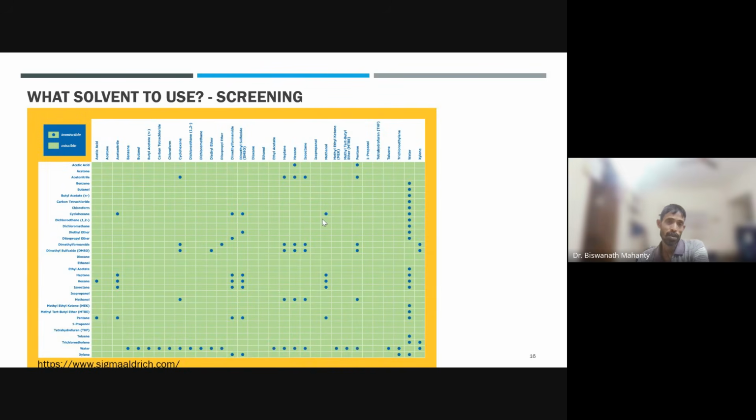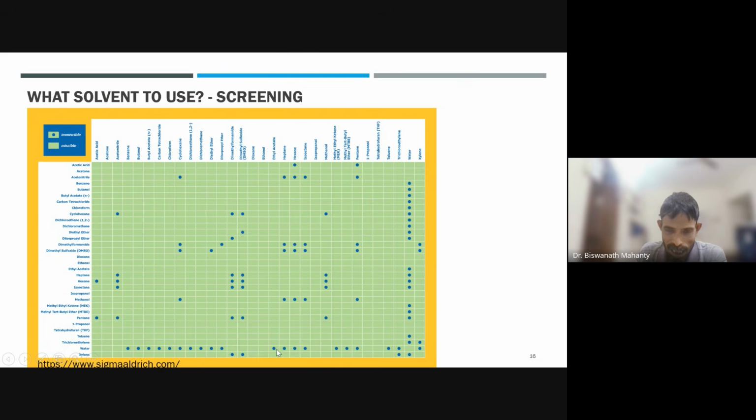Here we can also use different kinds of solvents for selection or screening. This list we have taken from Sigma, which shows different pairs of solvents that are miscible or immiscible. When you are talking about the aqueous phase or water, this row shows which solvents are miscible or immiscible with water. The cells without any dots are miscible ones, and the blue dots are immiscible. So we have a good number of solvents.